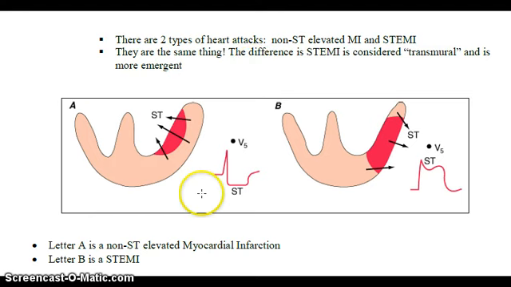So again, letter A, this one is a non-ST elevated myocardial infarction, so they're still having a heart attack. It's just not quite as severe, meaning it's not quite affecting as much tissue as this one here. And again, this is demonstrating the difference in the EKG. Here the ST segment is depressed, here the ST segment is elevated. So both of these are heart attacks. They're both caused by the same thing, both caused by an obstruction of a coronary artery. Just this one is not affecting as much tissue as of yet, but it could very well evolve into that.